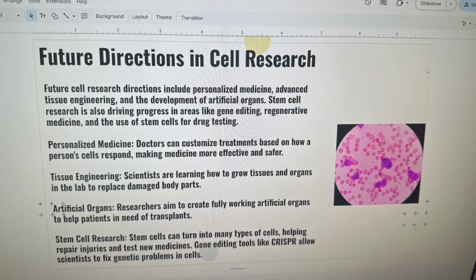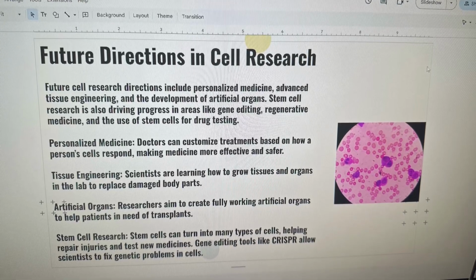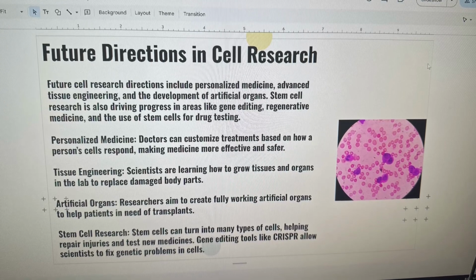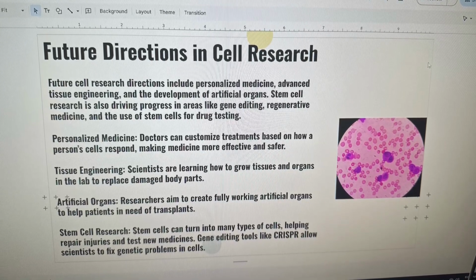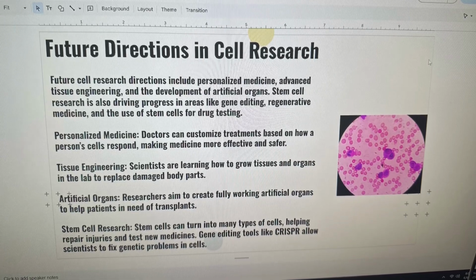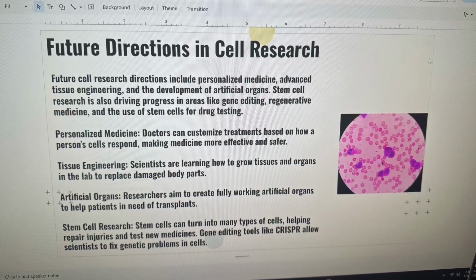Stem cell research. Stem cells can turn into many types of cells, helping repair injuries and test new medicine. Gene editing tools like CRISPR allow scientists to fix genetic problems in cells.